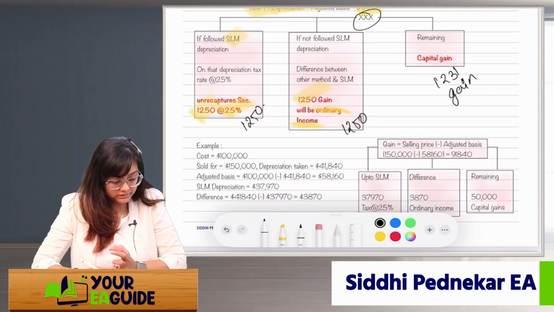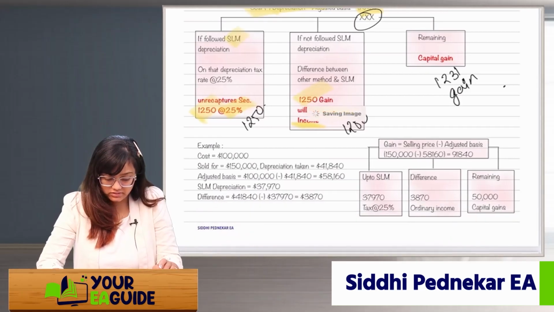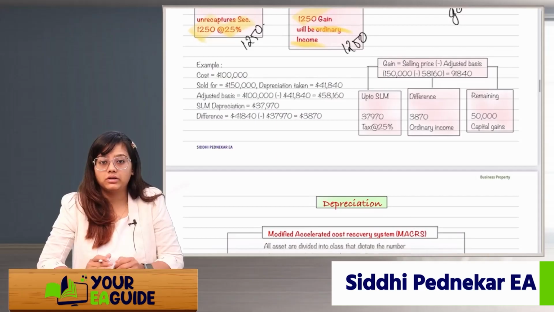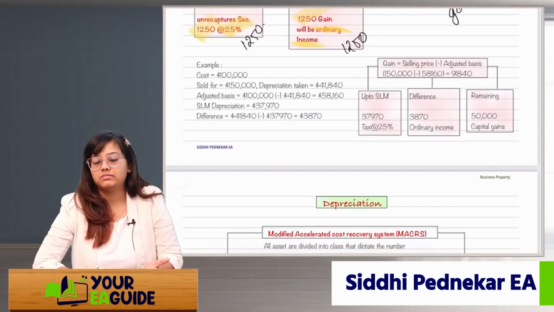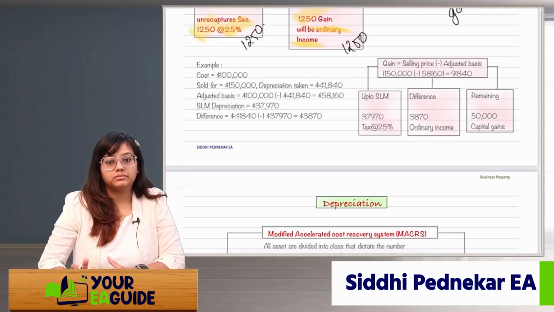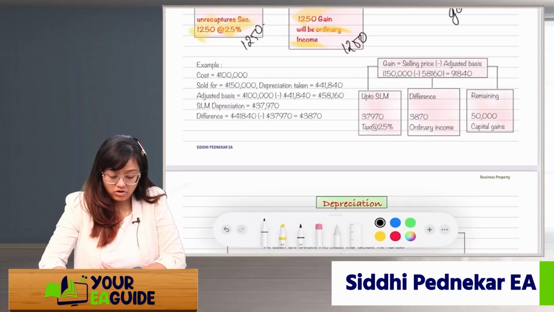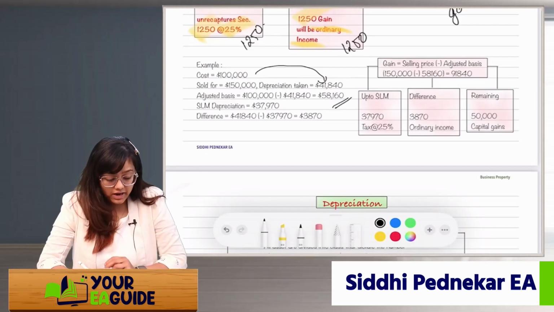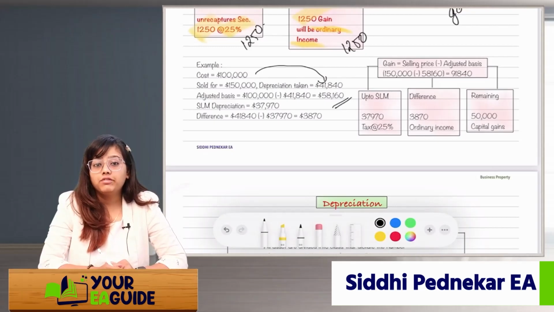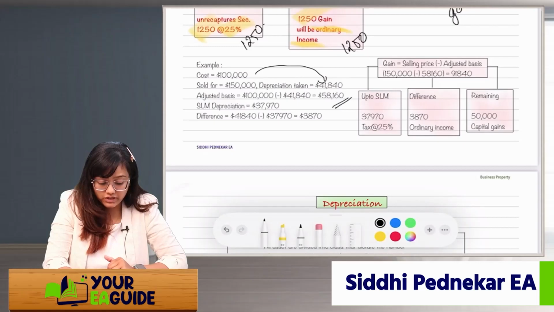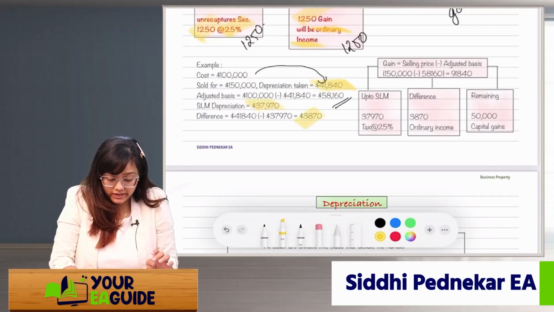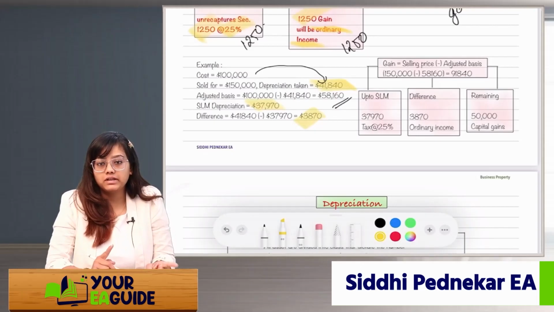All right, next, let's take one example on the same 1250 and 1245. If the cost of the asset is, say, $1 lakh, and that asset is sold for 1,50,000, and the depreciation taken was 41,840. So what will be your adjusted basis? Adjusted basis is nothing but the cost minus the depreciation, so it is 58,160. We have used a different depreciation method. If I had followed the SLM method, then instead of 41,840, my depreciation would have been 37,970. So the difference between my method and the SLM method is 41,840 minus 37,970, that is 3,870.